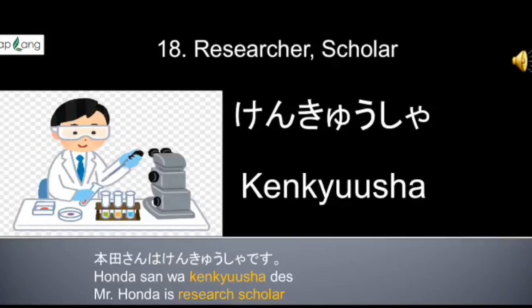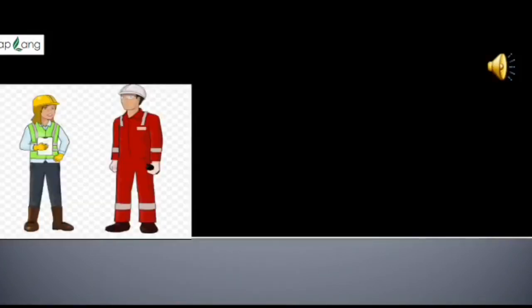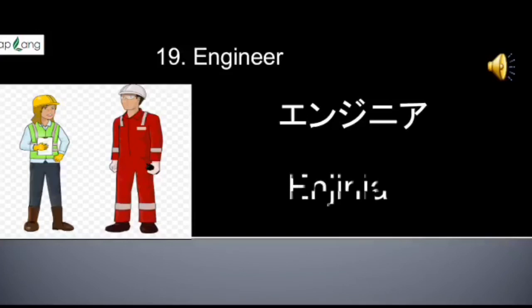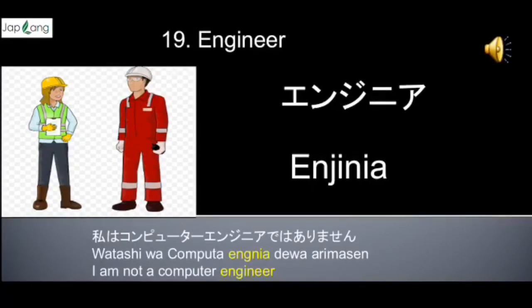Here it seems to be some person doing engineering part. So he's an engineer. Engineer in Japanese we call it engineer. Let's listen to the Japanese sound. エンジニア. Example sentence will be Watashi wa computer engineer de wa arimasen. I'm not a computer engineer.